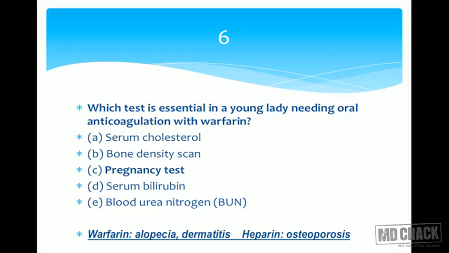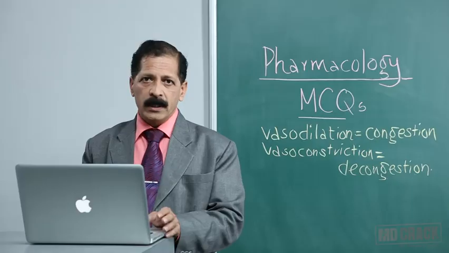As far as heparin is concerned, heparin produces osteoporosis. So you need to remember that because that bone density scan came, I would like to remind you, heparin produces osteoporosis. These are oral anticoagulants. The most common adverse effect will be bleeding. But after bleeding, you got to remember 2 or 3 things. So for heparin, remember osteoporosis. And for warfarin, remember alopecia, dermatitis. And don't forget the teratogenicity with the oral anticoagulants. That's warfarin. Let's go to the next question.